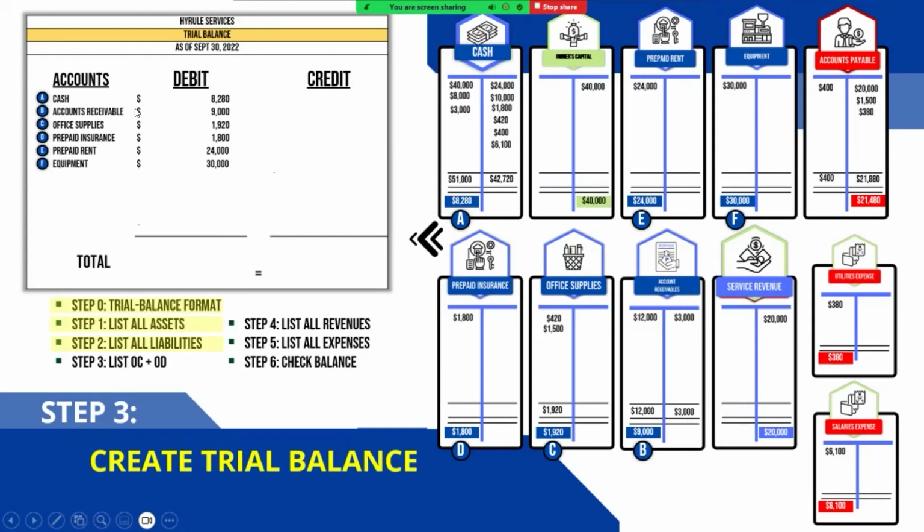We list all our assets in order of liquidity, right? So cash first and then equipment last. Next would be our liabilities. So we have our accounts payable, and that would be it.